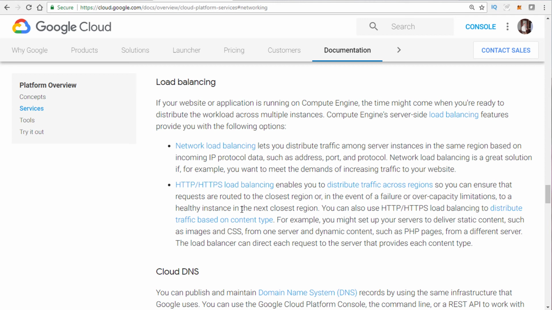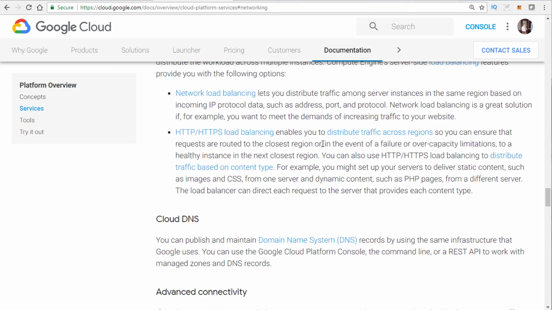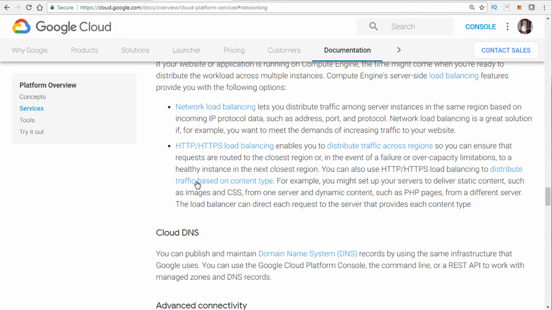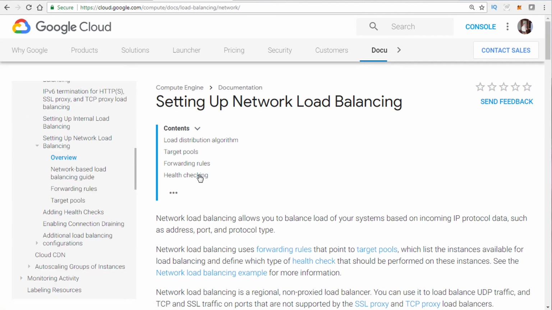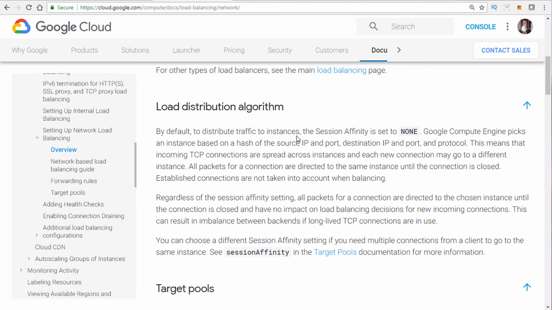Now, if you need to distribute, okay, again, I'm going to just point out one thing. If you need to scale across regions, you need to look at HTTP load balancing, right? But if you want to scale network-wise, for more regional, then you need to look at network load balancing in most cases. Now, there's also other scenarios. For example, let's go to network load balancing because you will get tested on a few things on this.